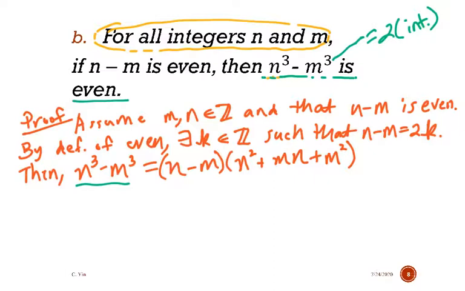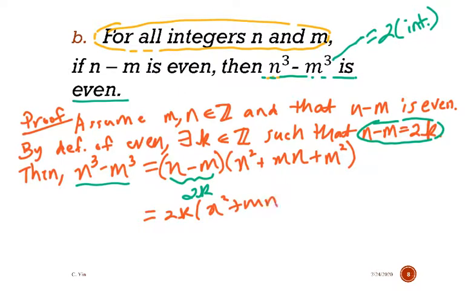Then I look at this and I say, well, is this helpful? Sure it is. I know I've got n minus m equal to 2k. So what I can do is substitute for this n minus m. I can put a 2k in the place of that. I believe that's going to help me out here. So this is going to be equal to 2k times n squared plus mn plus m squared. And that was really just by substituting the 2k in the place of the n minus m.